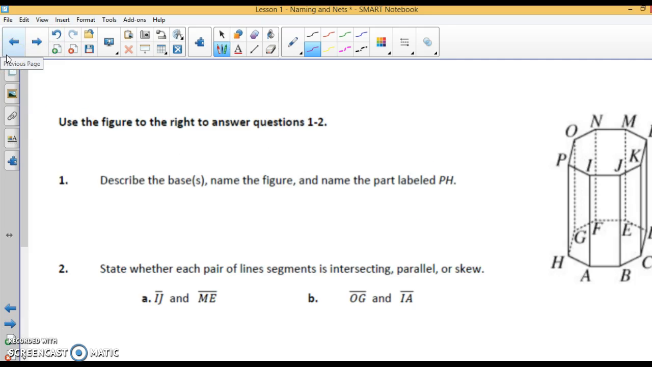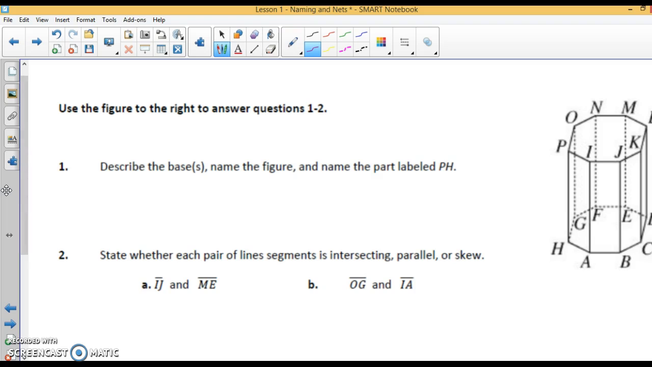All right, describe the base, name the figure, and name the part labeled PH. Let's take a look at this. Let me count the sides of the base: 1, 2, 3, 4, 5, 6, 7, 8. That's an octagon. So, the base is an octagon, so this will be an octagonal prism.